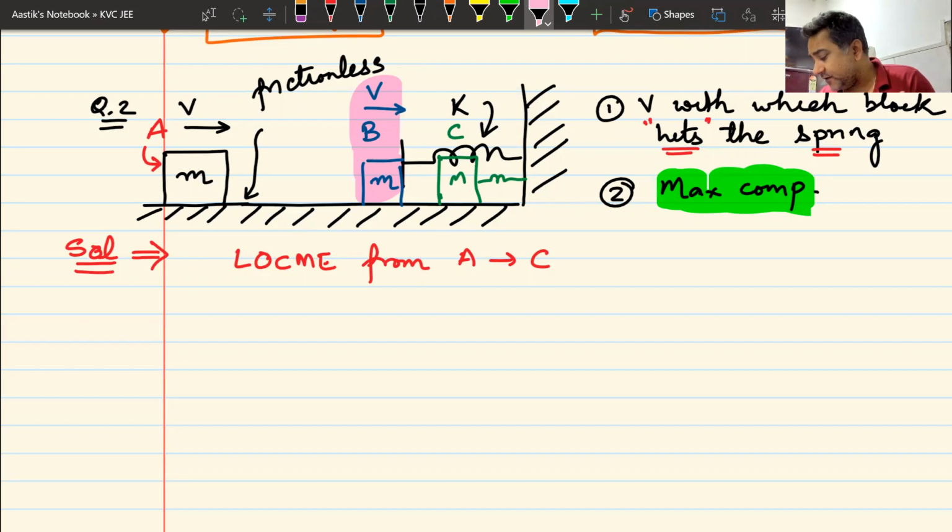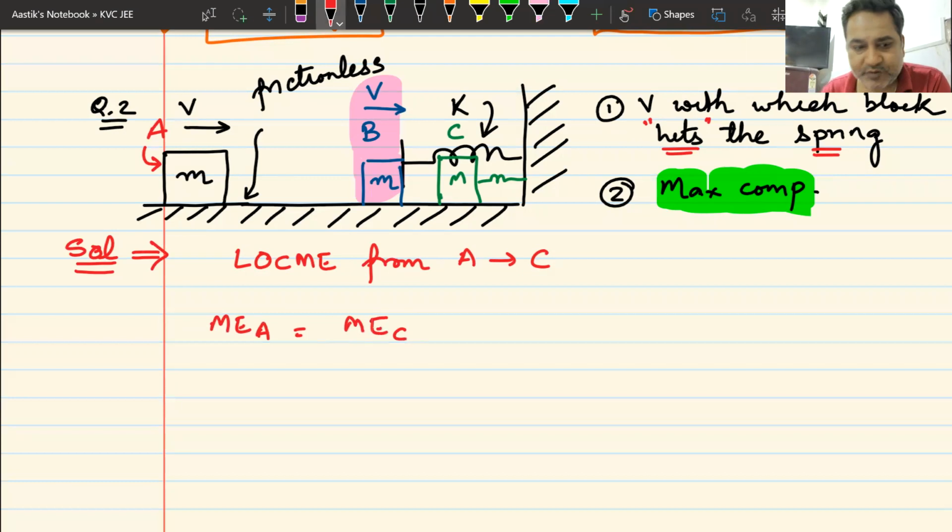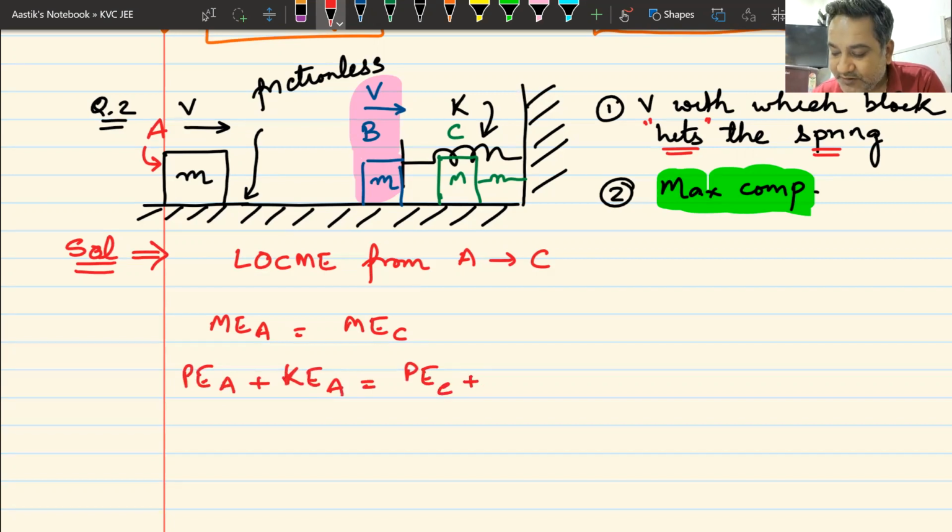I'm going to apply LOCME from A to C. I'm just taking point B out. B was just to make you understand that the velocity does not change. Now, applying LOCME from A to C, mechanical energy at point A equals mechanical energy at point C. Mechanical energy at A consists of potential energy at A plus kinetic energy at A, which must equal potential energy at point C plus kinetic energy at point C.